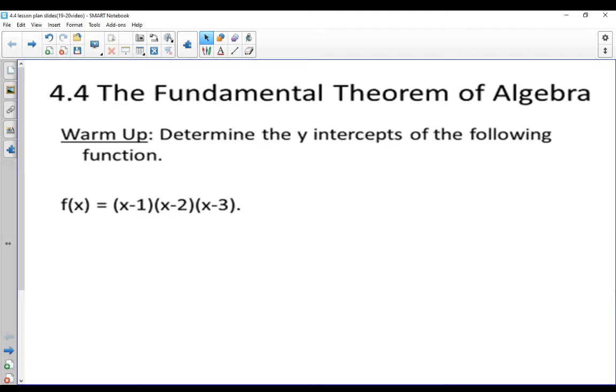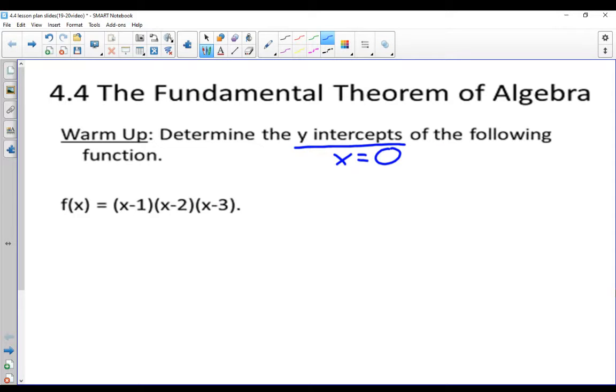Hello, college algebra, and welcome to our lesson over 4.4, the fundamental theorem of algebra. First things first, I want to do a quick warm-up where we're going to determine the y-intercepts of the following function. And of course, if you remember how to find y-intercepts from previous lessons, the hint is that for any y-intercept, its opposite value x will always be 0.